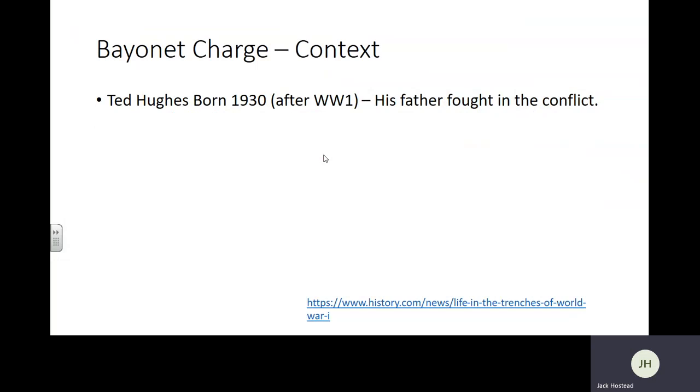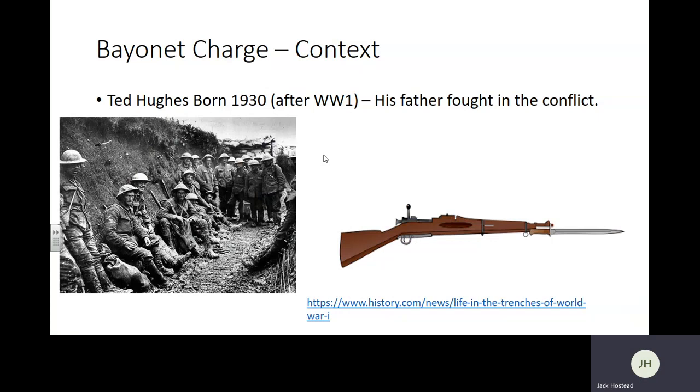So context-wise, it's a World War I poem, a bayonet charge. Ted Hughes wasn't born until 1930. His father did fight in the conflict, but obviously someone being born around this time, their early childhood years are going to be pretty overwhelmed with war and the effects of that as well. So it's not surprising why Hughes chose this subject matter. And just to give you an idea, this is a picture of a bayonet. It's a rifle with some sort of blade on the end. And in your history lessons, you'll have done more about this, I'm sure.